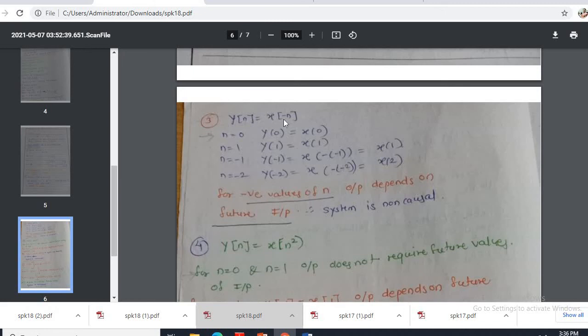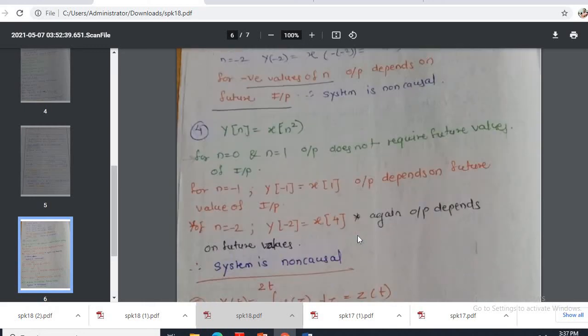Now y of n is equal to x of minus n. Now we put n equal to 0, y of 0 is x of 0. N equal to 1, y of 1 is equal to x of 1. N is equal to minus 1, y of minus 1 is equal to x of minus of minus 1, that is x of 1. N equal to minus 2 gives y of minus 2 is equal to x of minus of minus 2, that is x of 2. So for negative values of n, output depends on future input. You can see here, these are the negative values of n, but the output depends on the future input, and therefore we are calling it a system that is not causal.